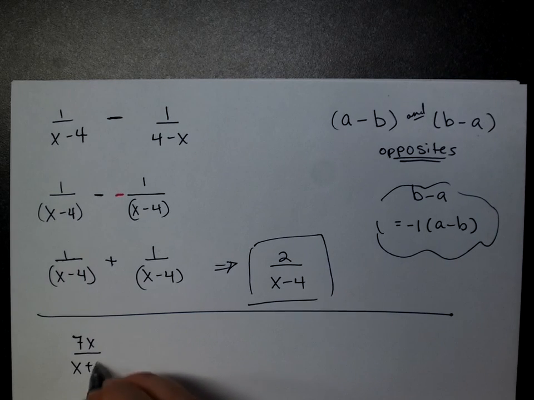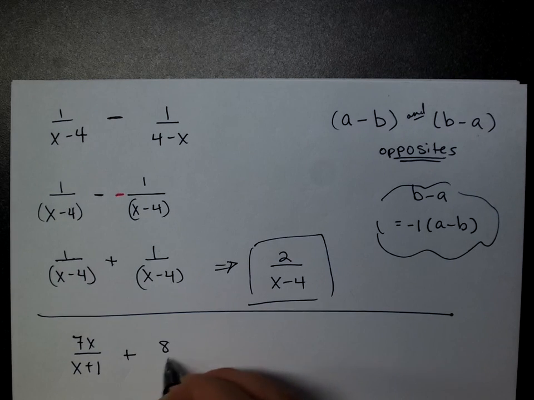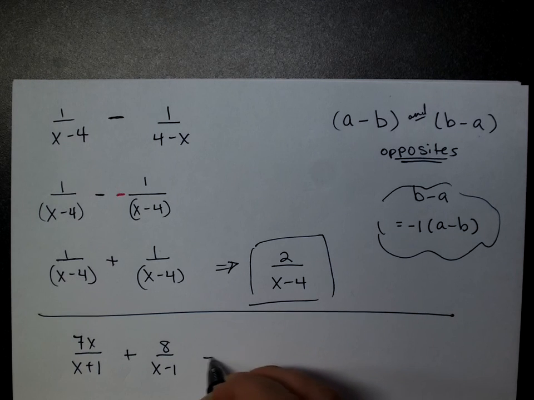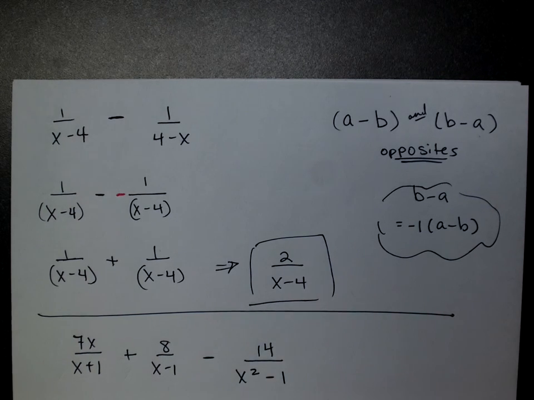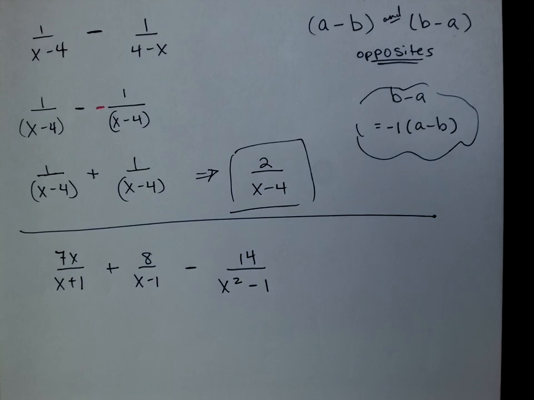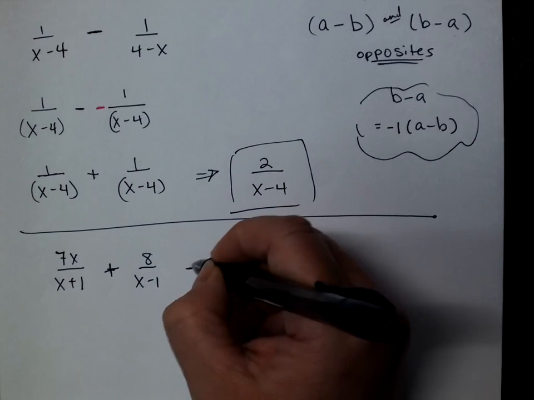7x over x plus 1 plus 8 over x minus 1 minus 14 over x squared minus 1. Now I've got 3 rational expressions there, but they're joined with addition and subtraction.